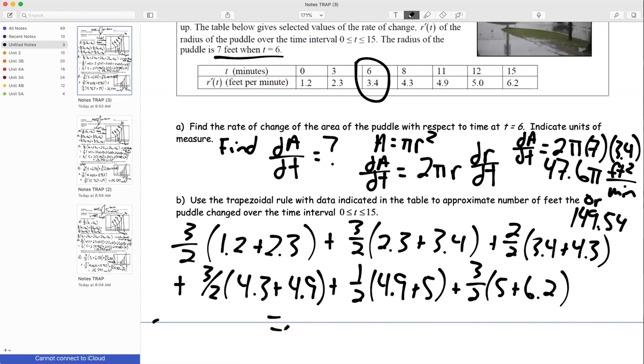Get all of that set up. And then I'm going to plug those into my calculator. And you should get, I got 57.05 feet for my estimation. And that is the trapezoidal rule.